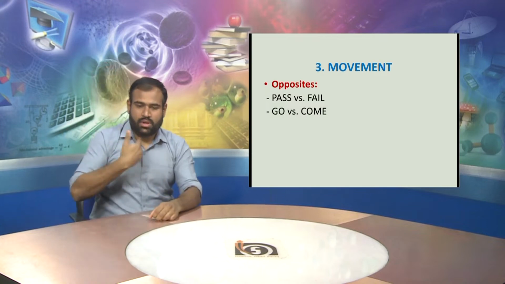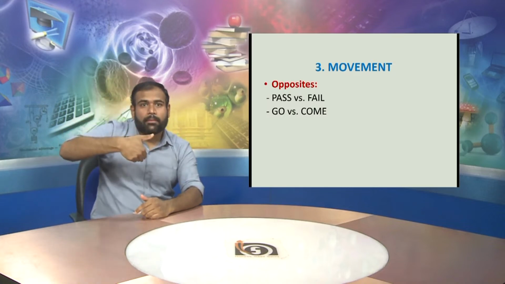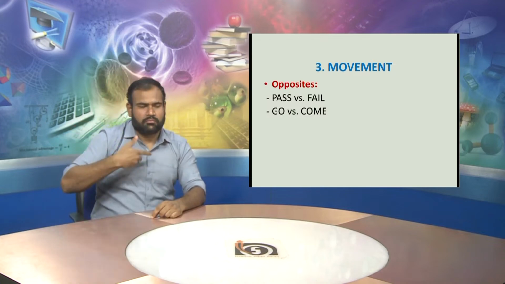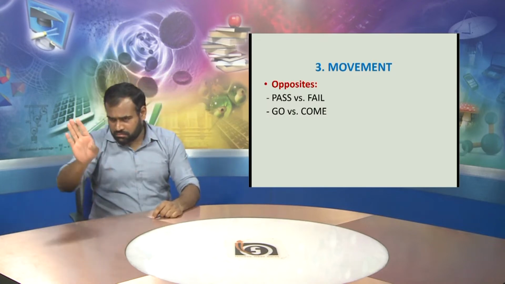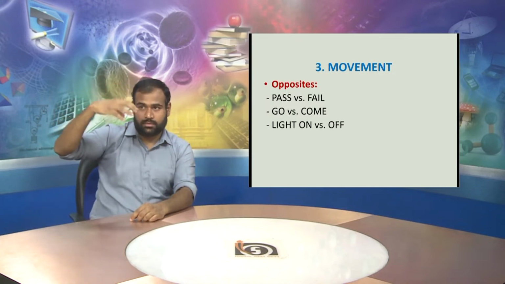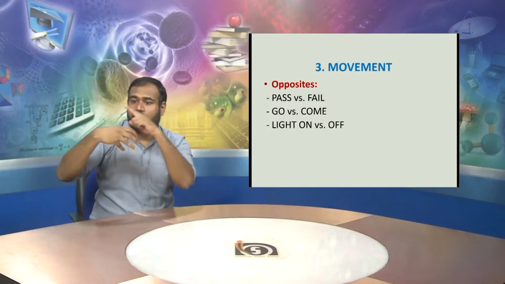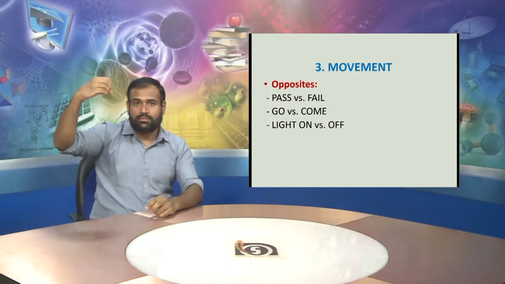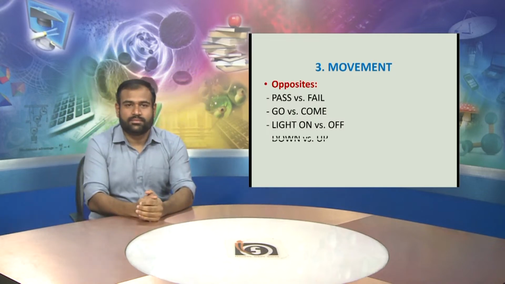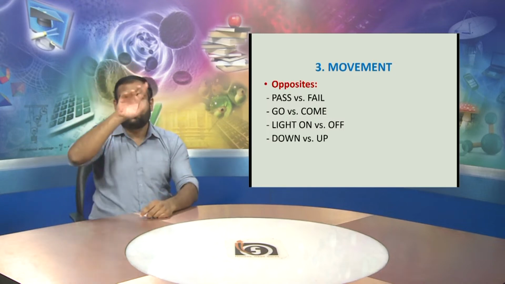Now this is go, and opposite of go is come. So this is also the opposite direction. Now lights on and lights off. This is also the opposite. See the opposite movement? Lights on, lights off. Down and up.